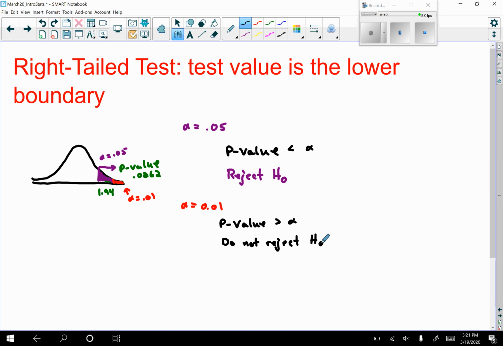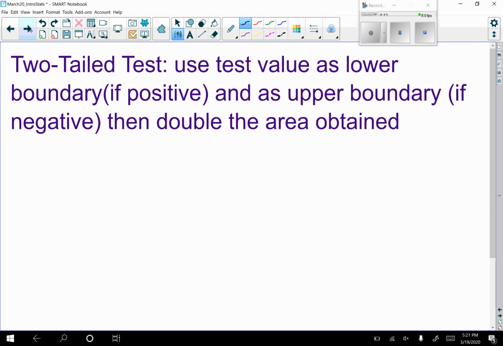Now here, because it was just a one-tailed test, our p-value stayed the same, but as you guys have seen in the past, when we have a two-tailed test and we have to split alpha to alpha over 2, something else is going to change with our p-value as well. So let's take a look at a two-tailed test.